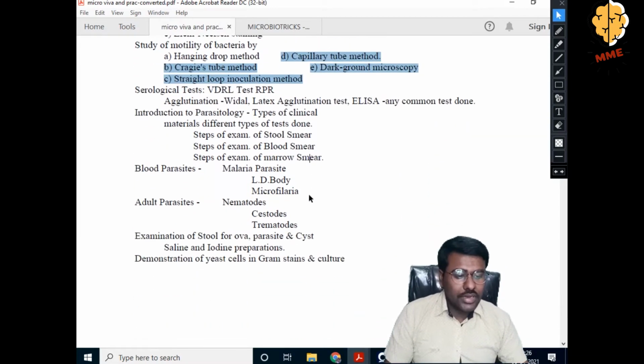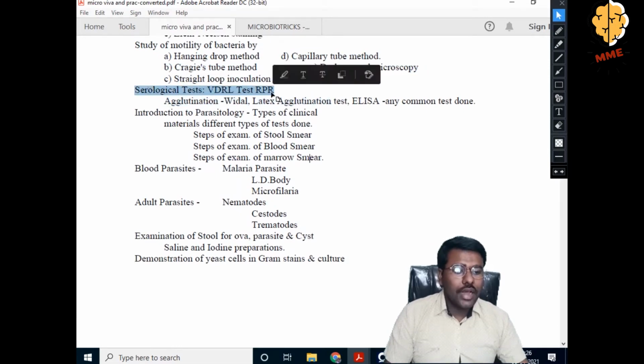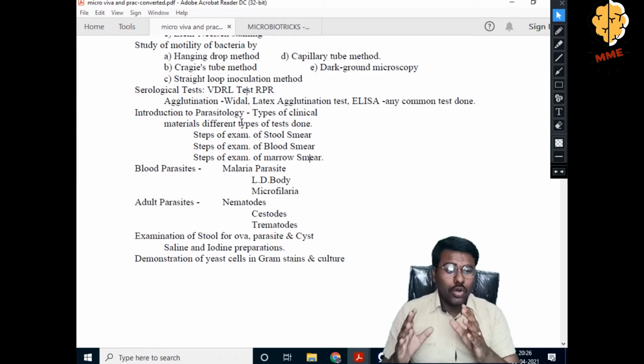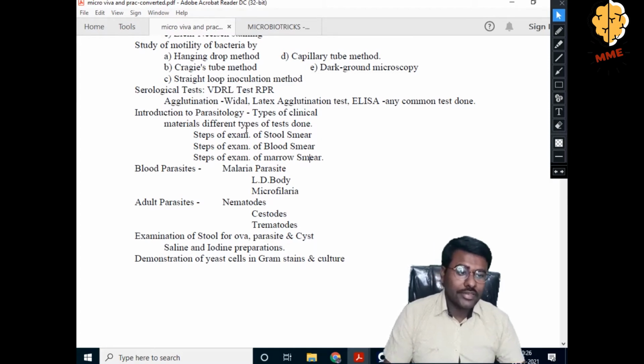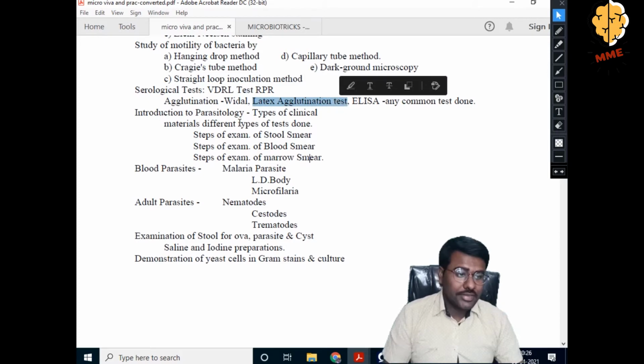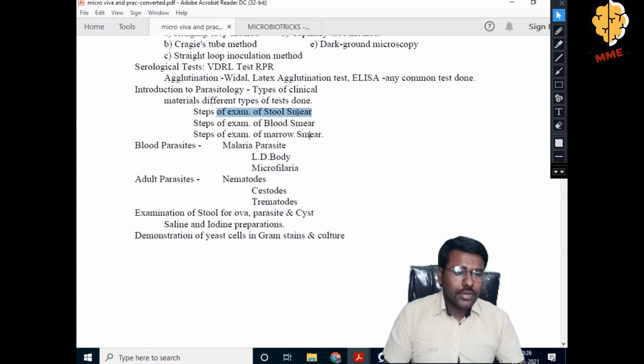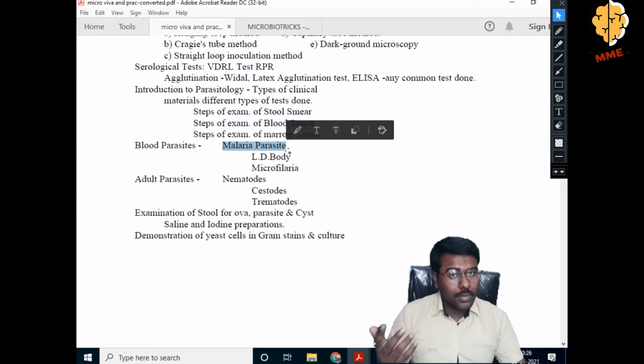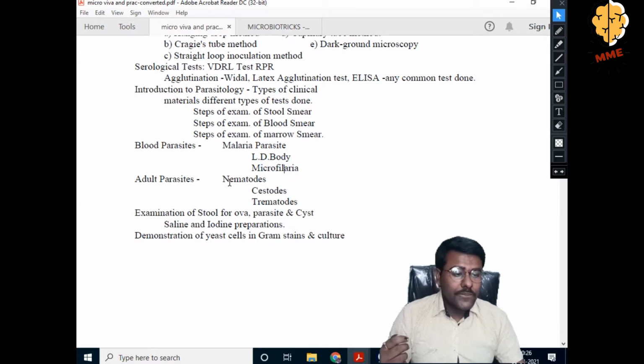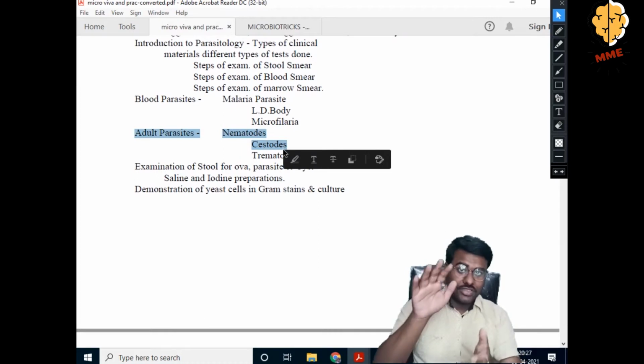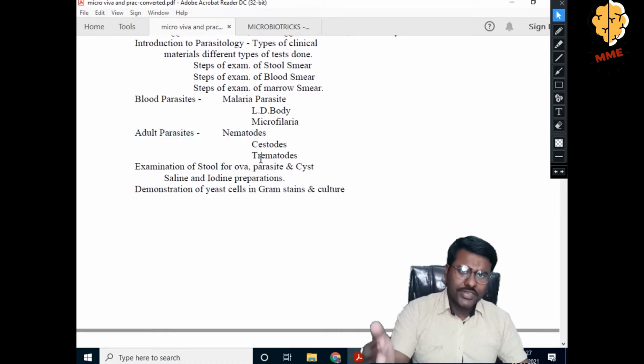Okay. Then coming to the serological tests, VDRL and RPR. There may be a kit of ELISA, a kit of VDRL, a kit of RPR present there, and you have to perform the latex agglutination test in your practical exam. Then the stool examination, blood smear examination and marrow examination are very important. This examination is for parasites, maybe malarial parasite, LD body and microfilaria, eggs and cysts, and there are some adult parasites in a jar. You have to identify them and you have to face viva.